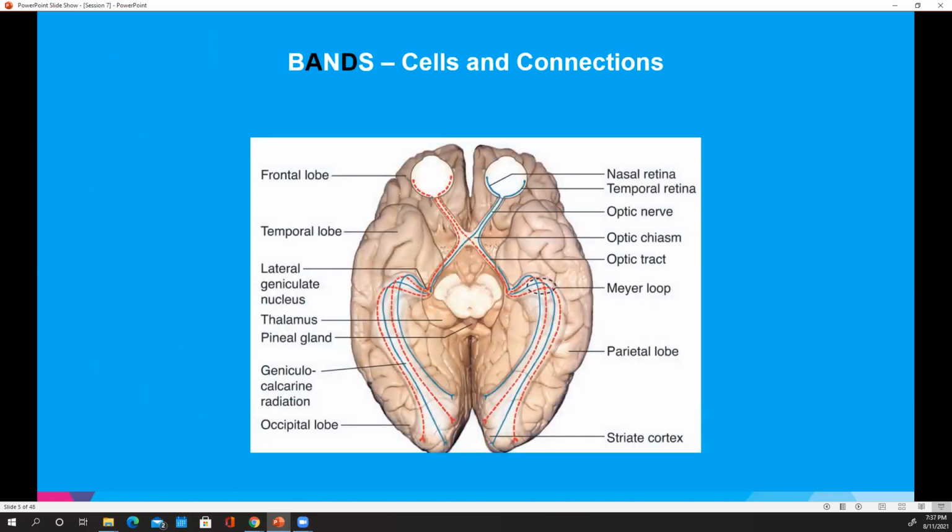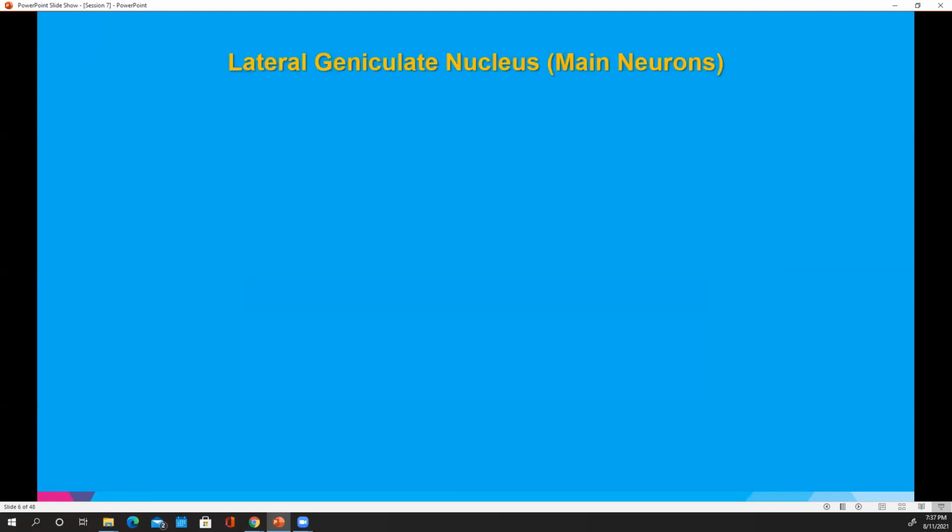And here's your brain, sort of from the ventral surface. Okay, there's your LGN. That's the thing that we focus on, the lateral geniculate nucleus. I believe this is from your book, but I'm not sure. But it's similar enough to other things in your book. So here's your lateral geniculate nucleus. We're still in the main neuronal pathway.